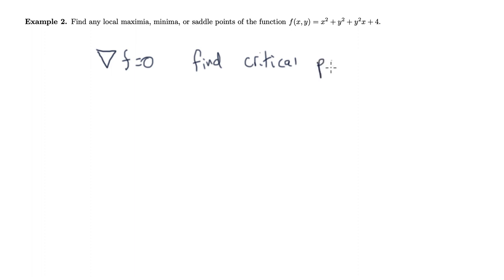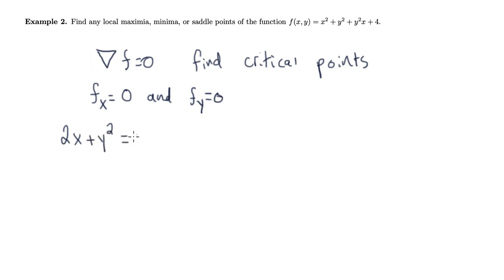And so recall that what I really mean by saying the gradient of f is equal to 0 is that the gradient vector is 0. So that happens exactly when the partial with respect to x is 0 and the partial with respect to y is 0. So what's the partial with respect to x? Well, that's going to be 2x plus y squared, and I'll set that equal to 0.